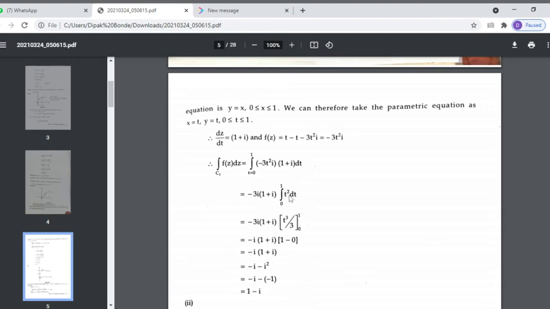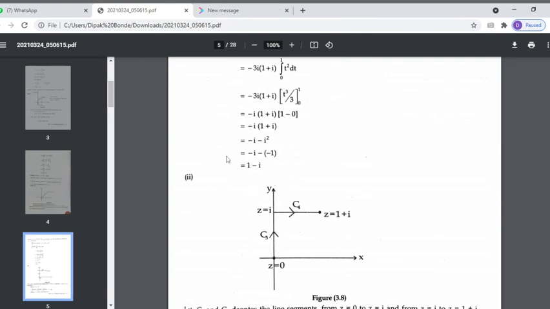The integral of t² is t³/3, and the limits vary from 0 to 1. Putting the first limit t = 1, 1 cubed is 1, so 1/3 is the first term. If you put t = 0, the second term is 0. So we get -i(1 + i) times 1, that is -i - i². Since i² = -1, this becomes 1 - i. This is the answer.